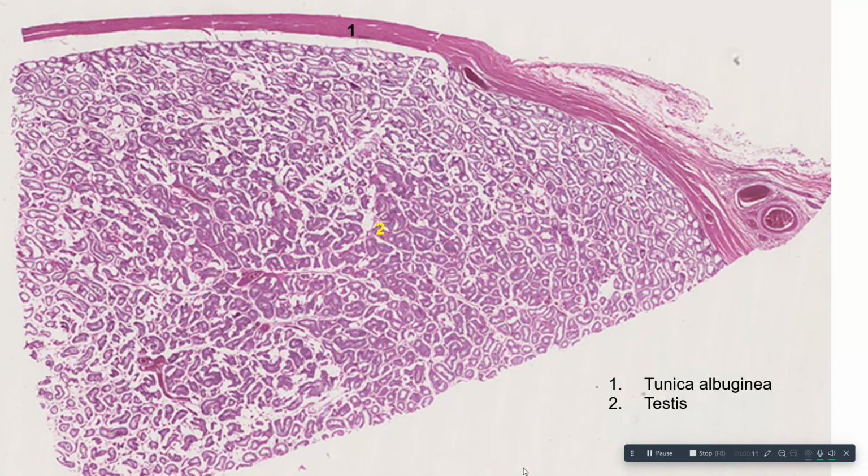And we're actually only going to do two reproductive organs. We're going to look at the testes and we're going to look at the ovaries. So we're going to look at a male organ, male gonad, and a female gonad.